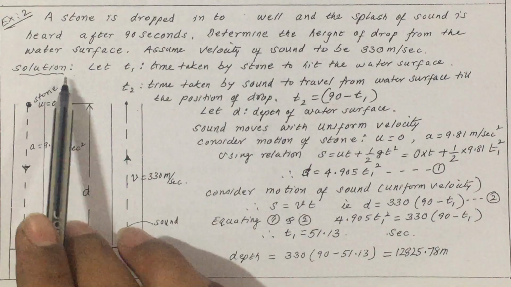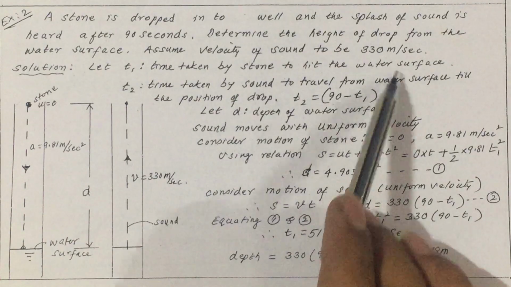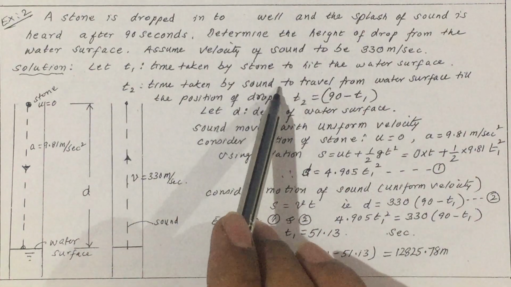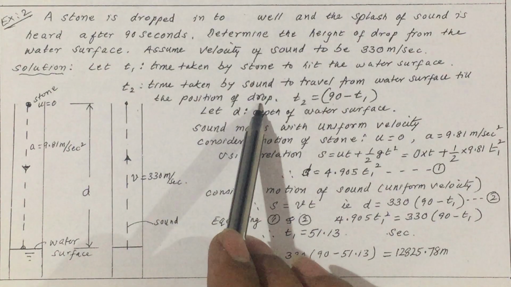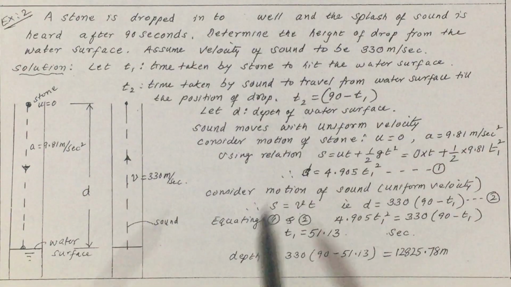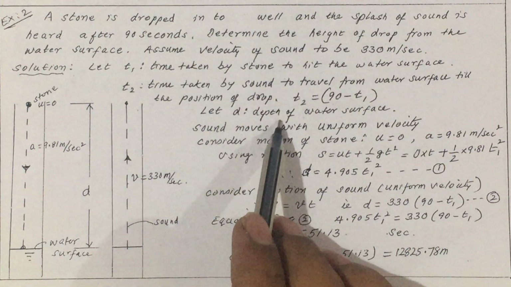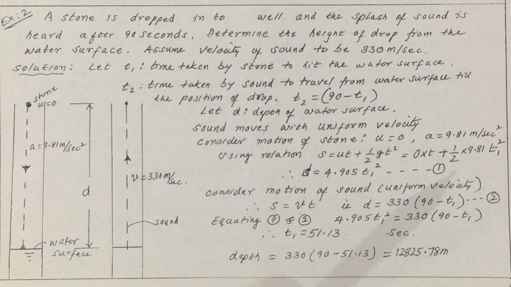Okay. Solution. Let T1 be the time taken by the stone to hit the water surface. T2 be the time taken by the sound to travel from water surface till the position of the drop. That is T2 will become 90 minus T1. Let D be the depth of the water surface.